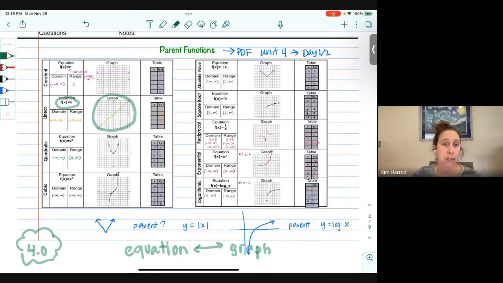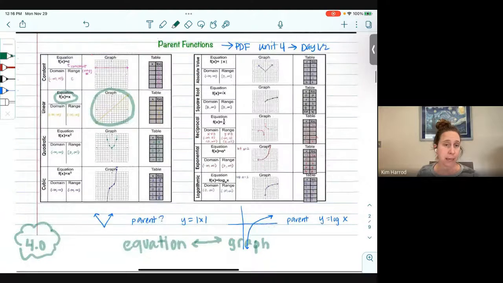Okay, so now let's talk about those translations and how they show up in the equations. I'm going to go through all of the vertical transformations first, and then I will switch over and do the horizontal transformations second. And as always, like I said, this video is going to be available for you, but so will the completed notes to refer back to.